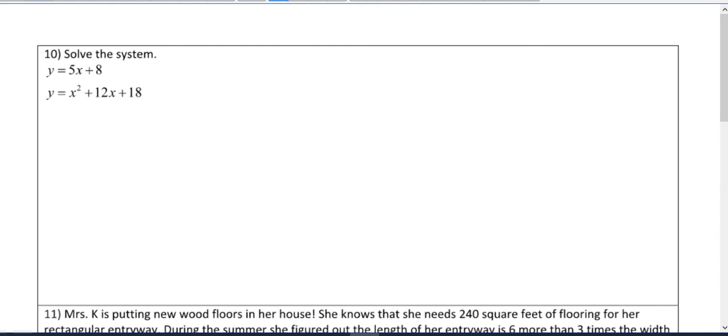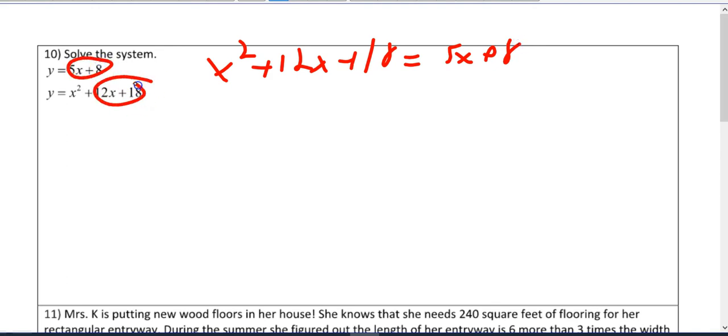Again, let's just set them equal to each other. X squared plus 12x plus 18 equals 5x plus 8. Some of you might be able to just say, I'm just going to subtract this from those two and go right to it. It's up to you. X squared plus 7x, 12 minus 5 is 7, 18 minus 8 is 10.